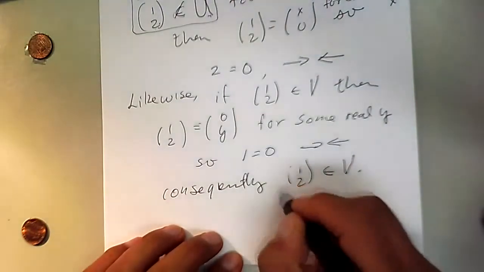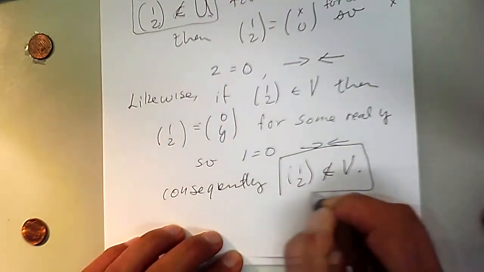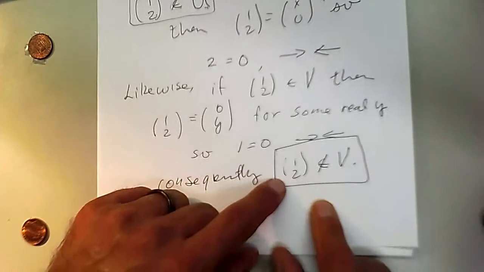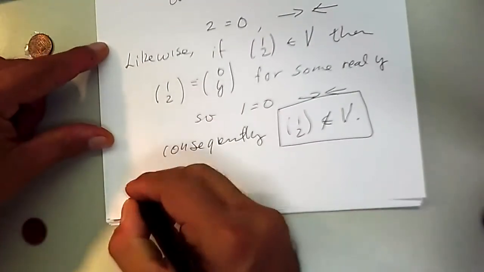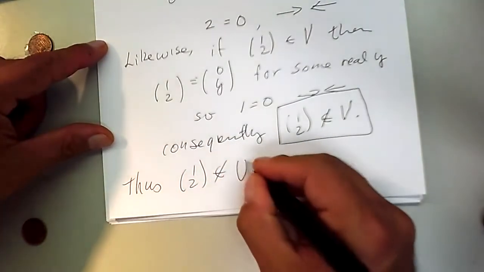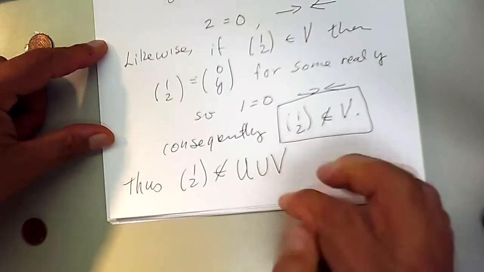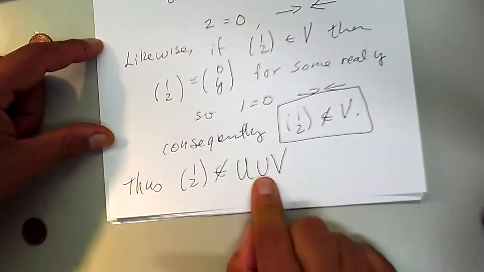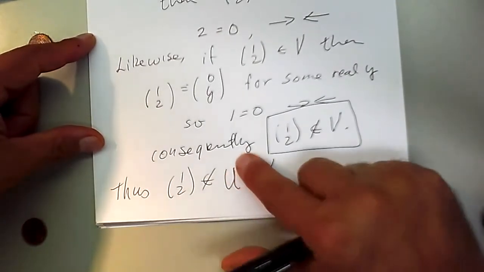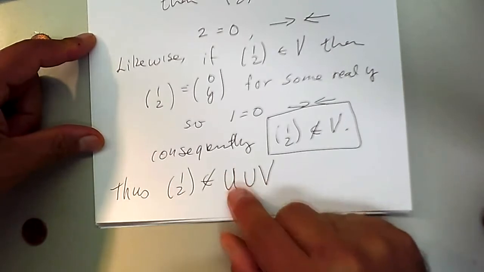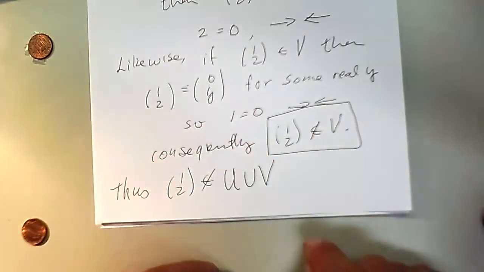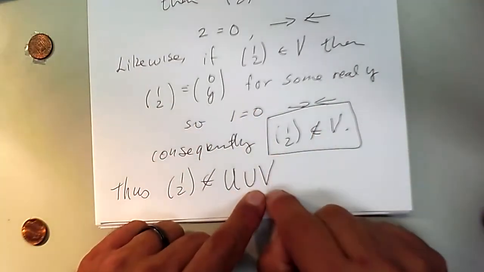So this is the conclusion: (1, 2) is not in V. If a vector is not in U and it is not in V, then certainly the vector is not in the union. Thus, (1, 2) is not in U union V. Watch out, this union symbol is not a U. It looks like a U, but it's not a U. The U actually has a stick coming down on the right of it. This symbol is just an arch opening up.